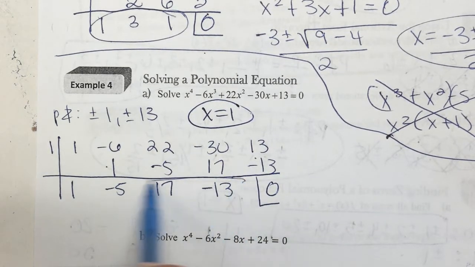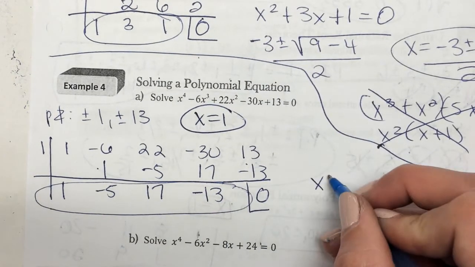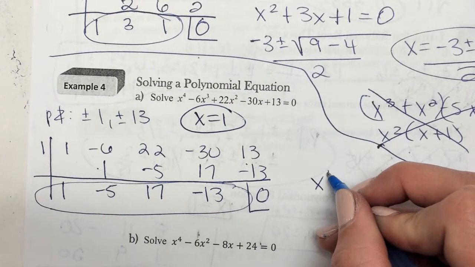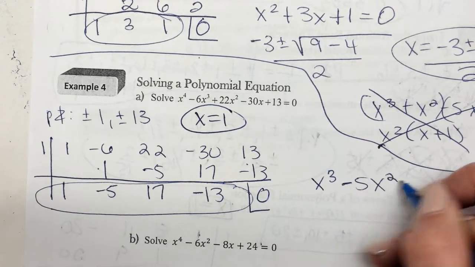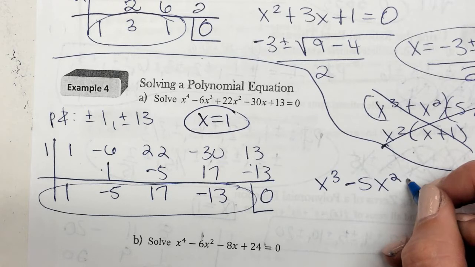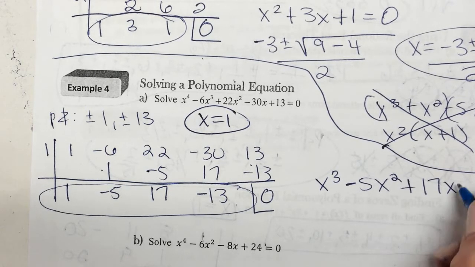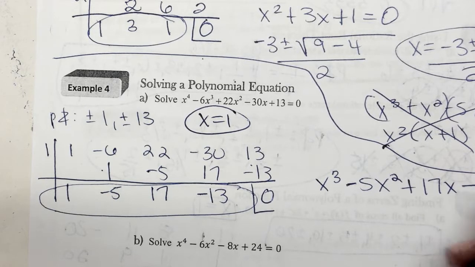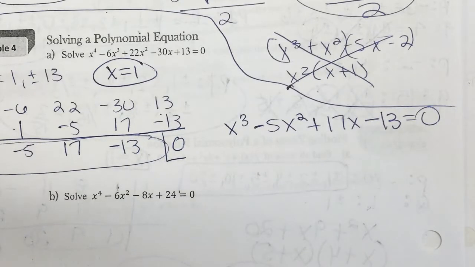All right, Brandon, tell me how to write this. X cubed, yes, good. Go ahead. Minus 5x squared plus 17x plus 13, minus 15. All right. What do we do from here?